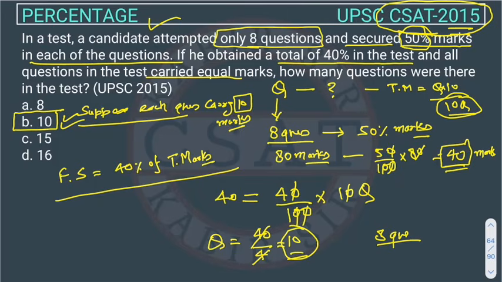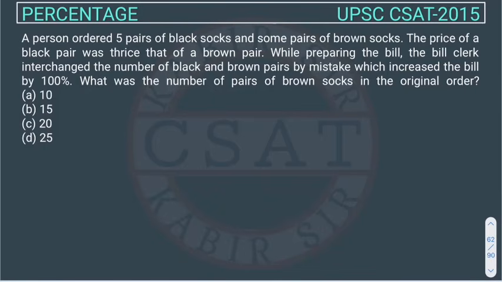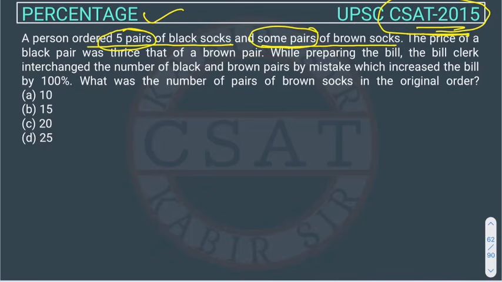This is the question asked in CSAT 2015. This is a percentage question. A person ordered 5 pair of black socks and some pair of brown socks. They have not mentioned how many pairs, but they mentioned the black socks. So there are 2 kinds of socks, black and brown. Black number is 5 pair, and brown is not given.